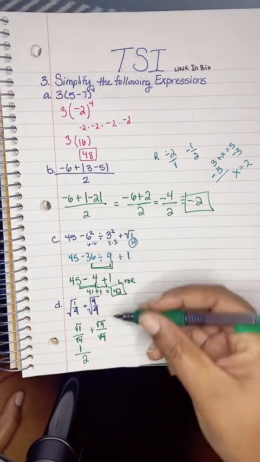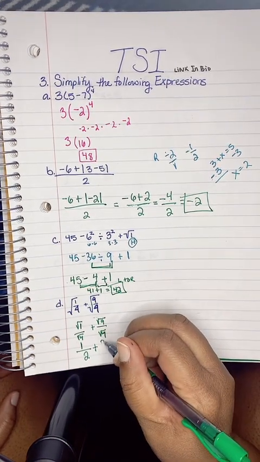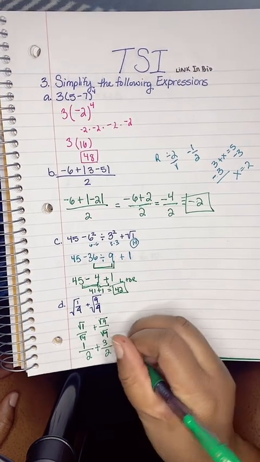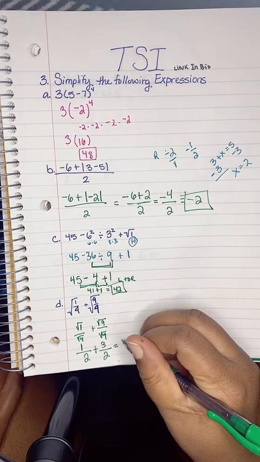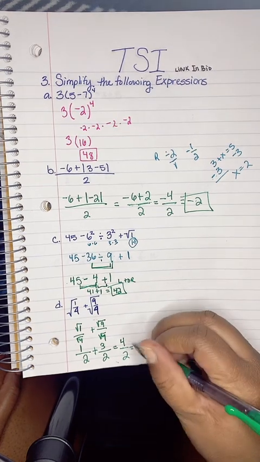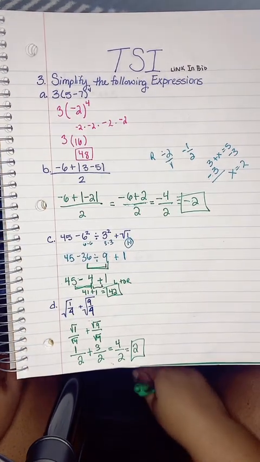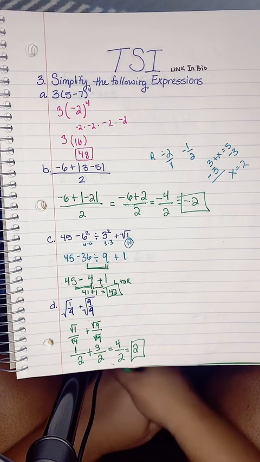Good. And then the square root of 9 is 3. The square root of 4 again is 2. So 1/2 plus 3/2 gives us 4/2. And 4/2, 4 divided by 2 is 2. So our answer is 2. You got 2. Good. Yes.